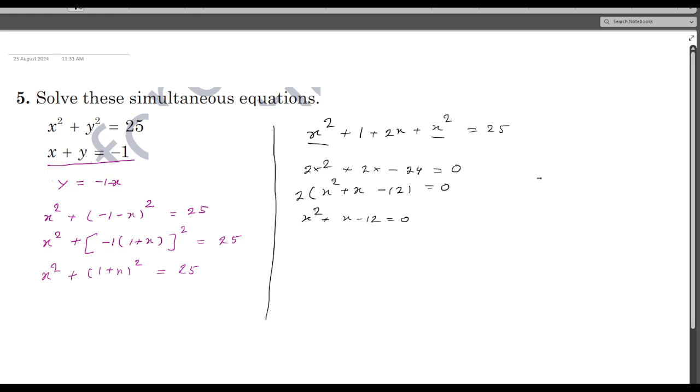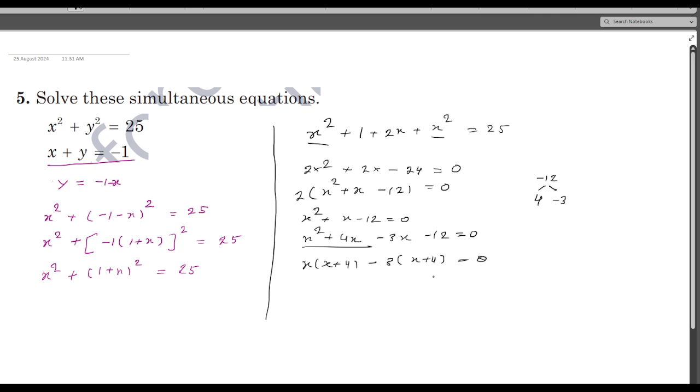You have to take 2 factors of this minus 12 such that their addition is 1. So 4 and -3 if I take, we will get x square plus 4x minus 3x minus 12 is 0. Okay, so sum of this 4 and -3 is +1. Now I will take x common from here, it is x plus 4, and I will take -3 common here, so again it is x plus 4 is equals to 0.